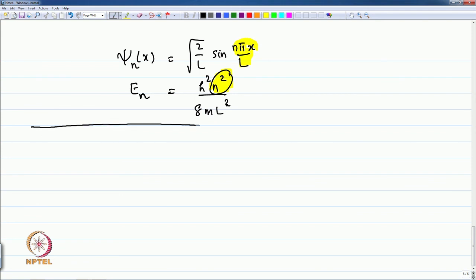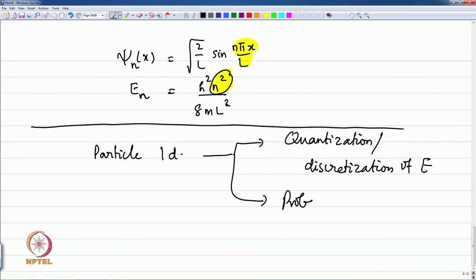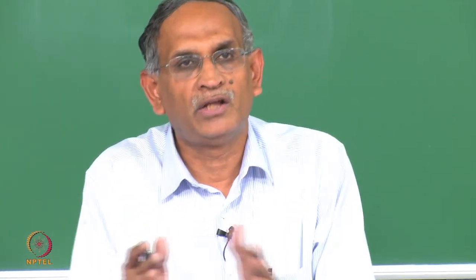So, let me summarize and then stop for this lecture, namely the particle in a 1D box has two results: a quantization or discretization of energy E due to boundary conditions, and a probability statement for determining the position of the particle in the box at various locations.